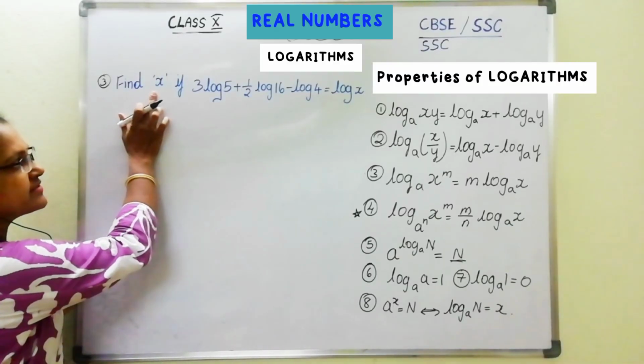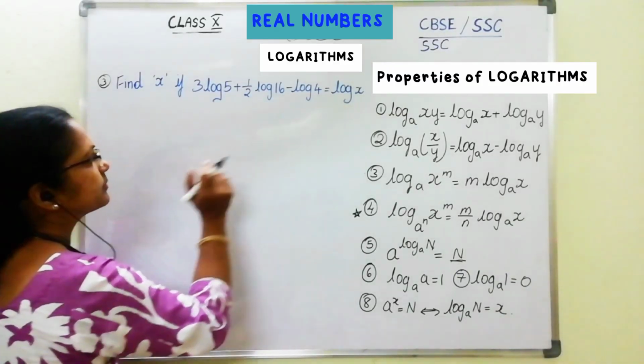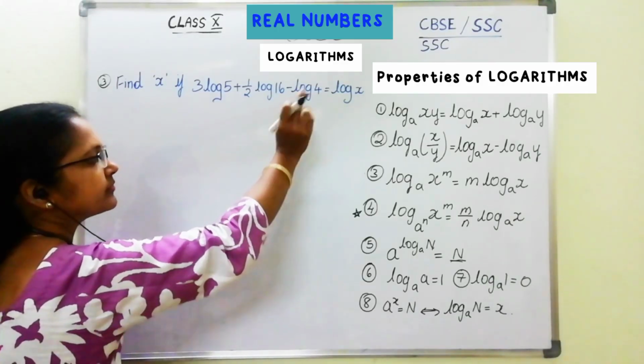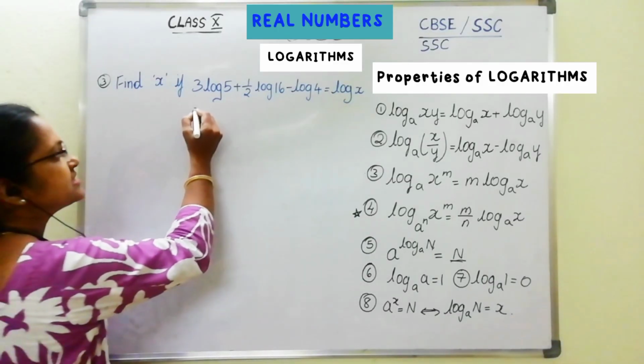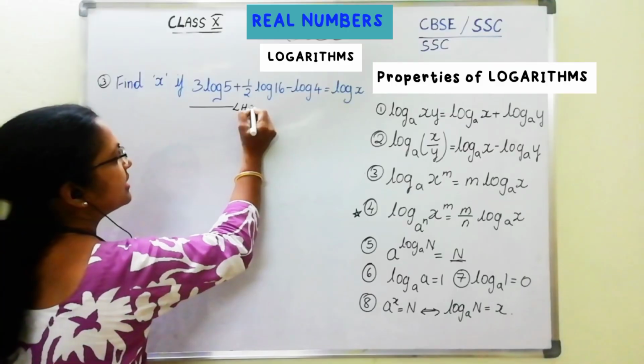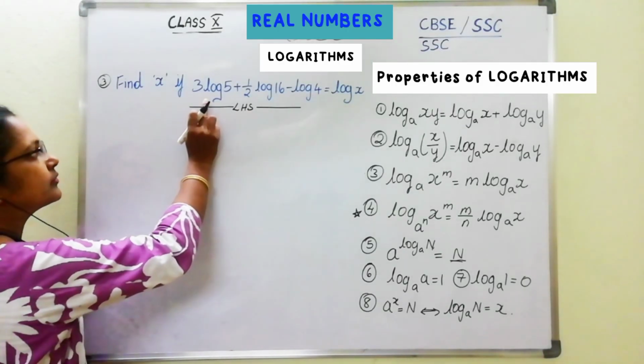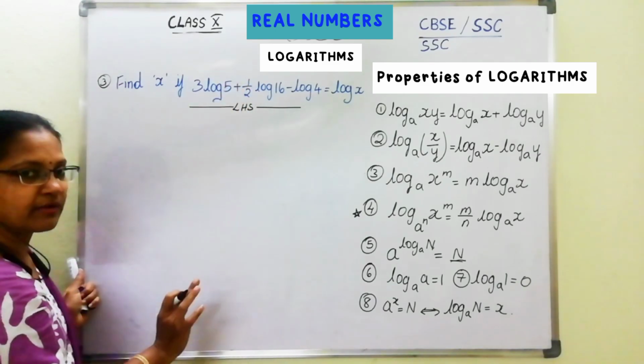Here we need to find the x value. This is the question: 3 log 5 plus half log 16 minus log 4 equals log x. Let us take this LHS side. We need to equate it to the RHS side and solve it. The number is here, so take it as power this time.